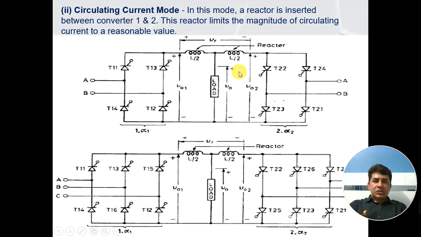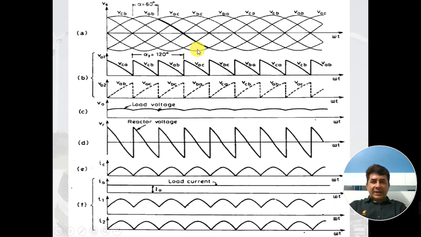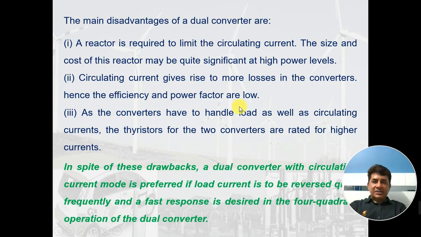And here in this case, to limit the circulating current, we use reactors. By the use of reactors, the efficiency is reduced, the power factor is reduced, the cost is increased, and the circulating currents make the rating of thyristors higher. But yes, with the help of this circulating current mode, we can quickly change the quadrant operation of the converter.